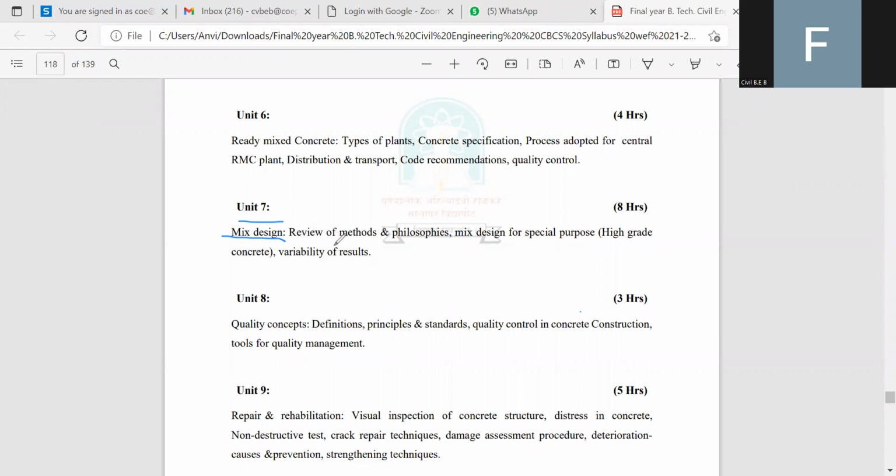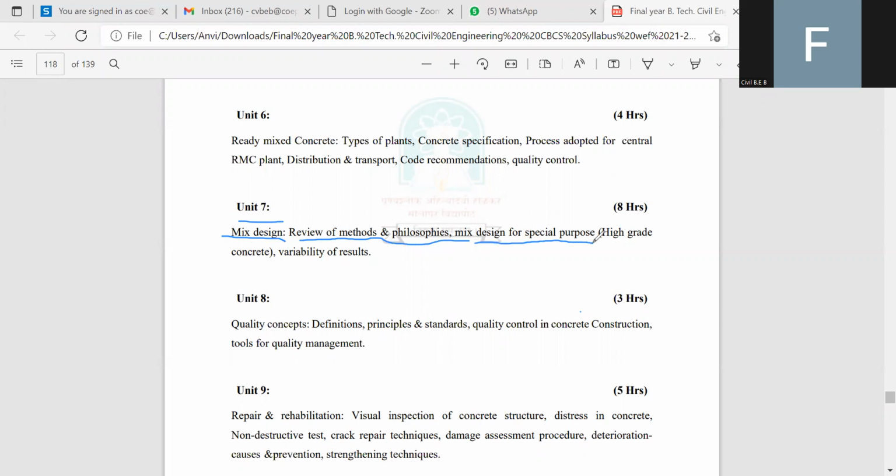Okay, so what do we have to consider in mix design? The review of methods and philosophies. There are IS codes, IS 456, which you have used in DCS 1 and DCS 2. So this IS code we have to use. Some philosophies related to mix designs are there that we will see while designing or mixing the various grades of concrete.